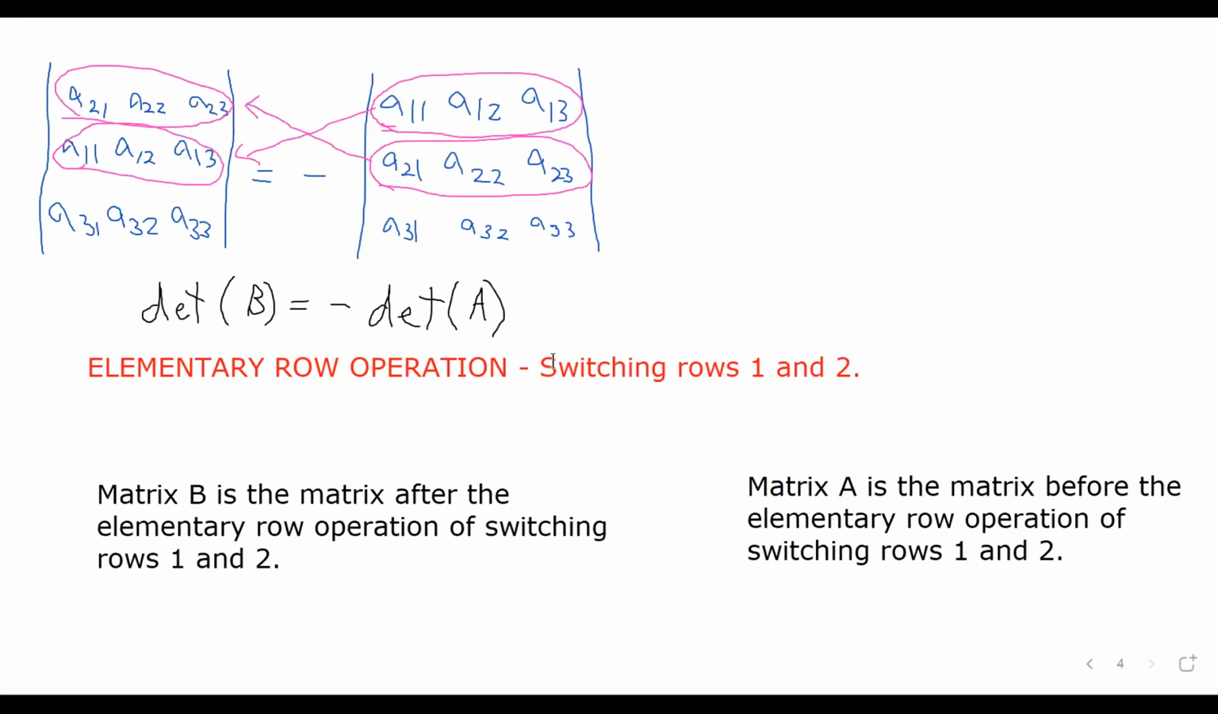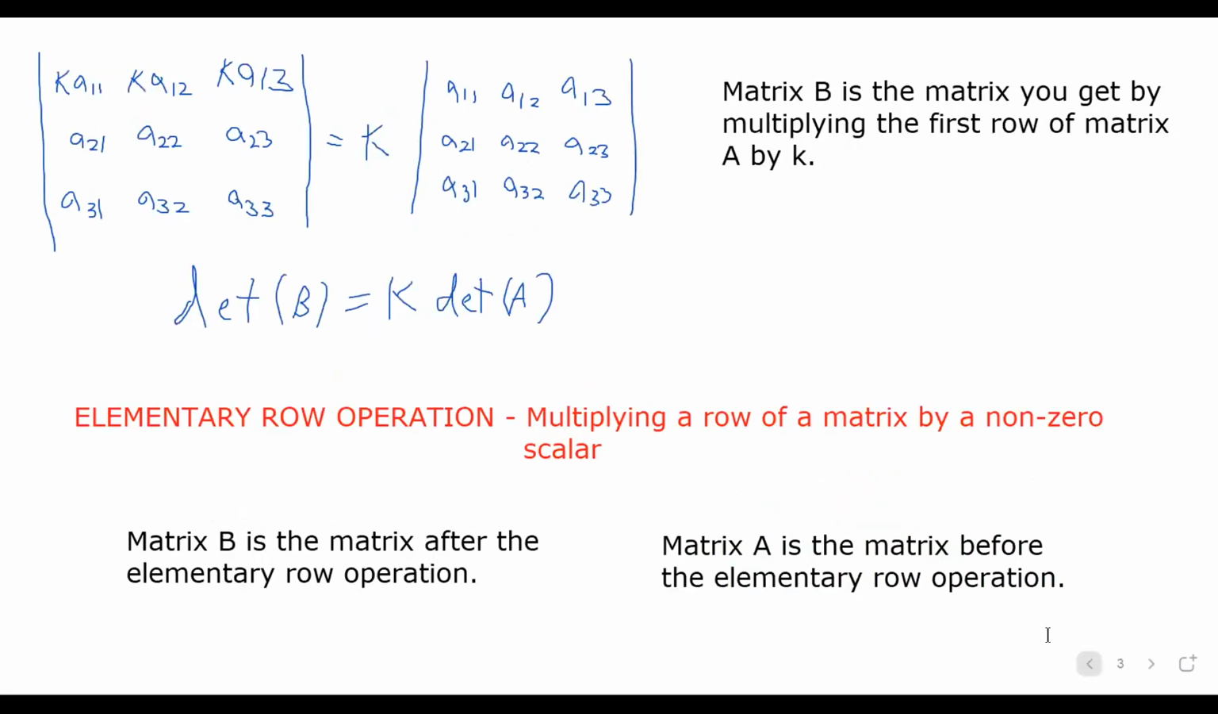Okay, so this is an example of the three classes of elementary row operations we talked about. Multiplying a row by a non-zero constant. That was this. So this is an example of multiplying a row by a non-zero constant.